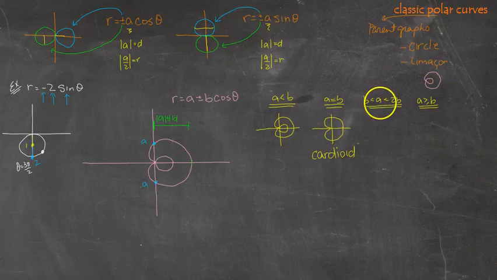If B is smaller than A, but A is still smaller than 2B, then you lose the point of a cardioid and you get just sort of a dimple and then the rest of it. This is called a dimpled limacon.